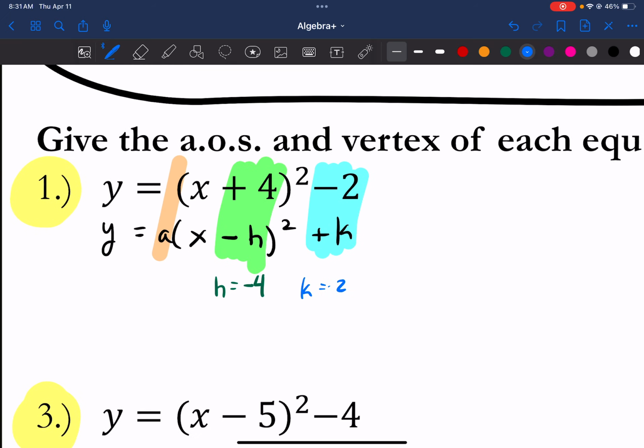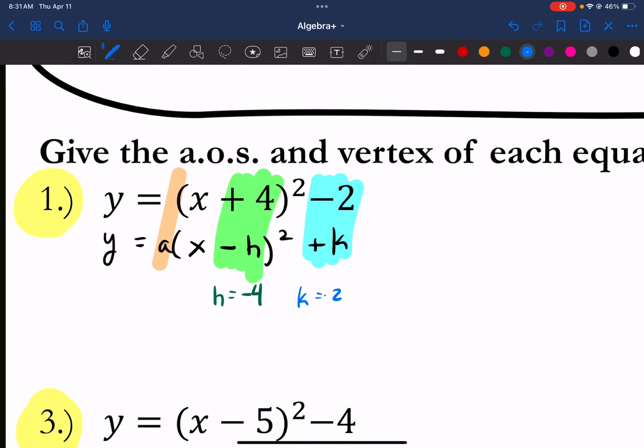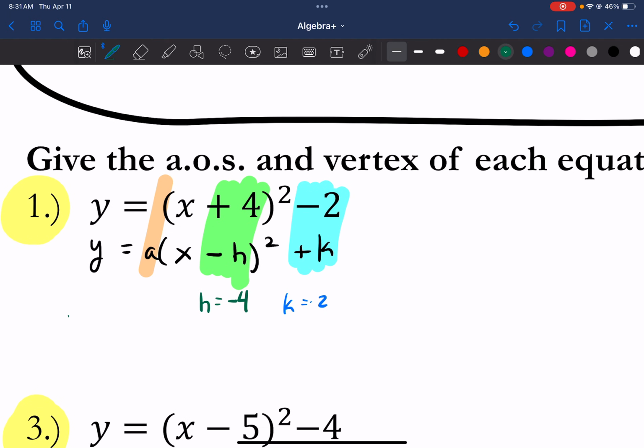What I really want to focus on is your AOS and axis of symmetry. The great part is your AOS is h. It's negative 4, which means for my vertex, I have negative 4, comma, negative 2. So it's important that you recognize what h is and what k is so that you can appropriately write your vertex.